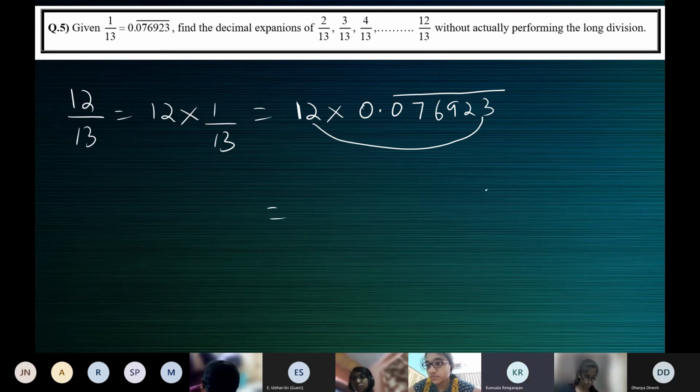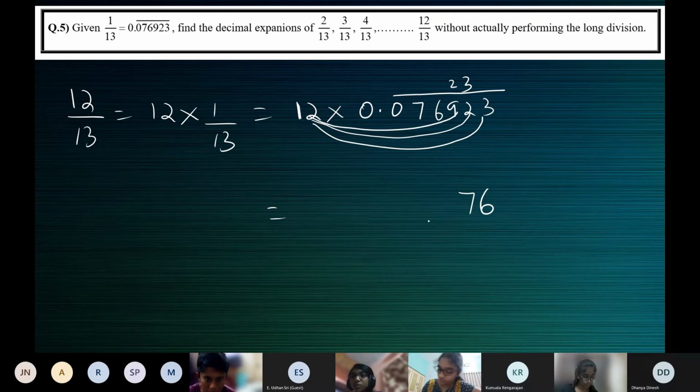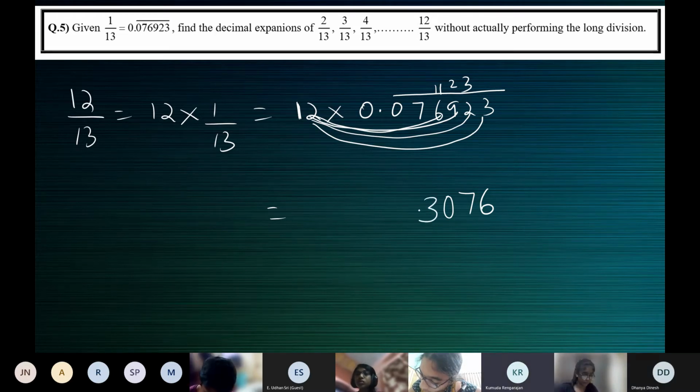12 threes are 36, 6, 3 carry over. 12 twos are 24 plus 3 is 27, 7, 2 carry over. 12 nines are 108. Plus 2, 110. So 0, 11 carry over. 12 sixes are 72, plus 11, 83. 3, 8 carry over. 12 sevens are?